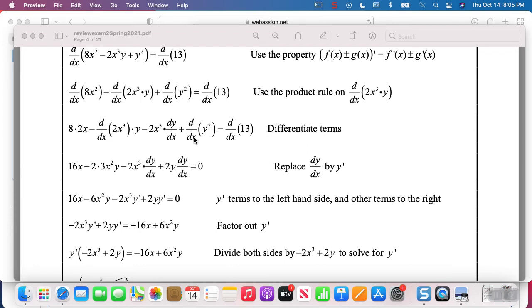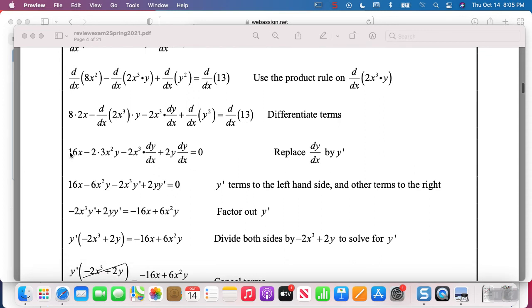Now we go to the third term. Since you're taking the derivative with respect to x of y squared, you apply the power rule first, which gives you 2y. Then the chain rule says to take the derivative of y, so you get dy/dx. On the other side, the derivative of a constant is 0.